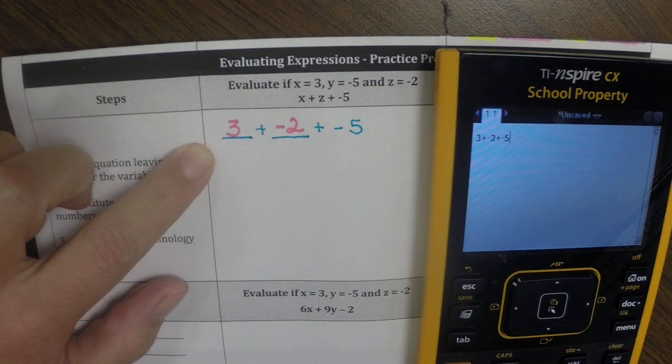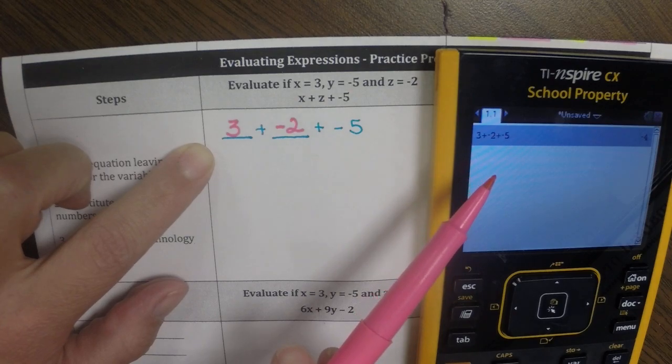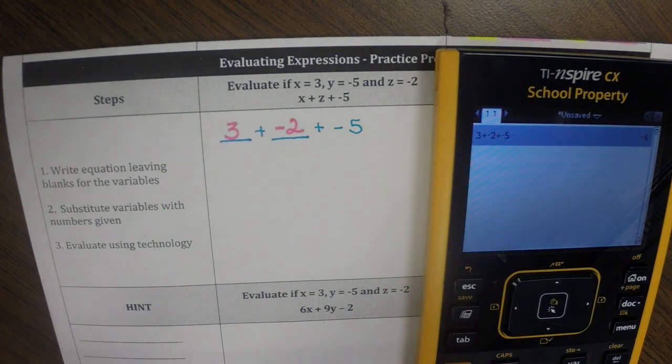Now, if you're not sure if it's a minus or a negative, with your Inspire, if I put a minus sign here, it's okay. And in fact, I would always use a minus if you're not sure, because when I press enter here, notice the calculator fixed it and changed it to a negative. So our solution here was -4.